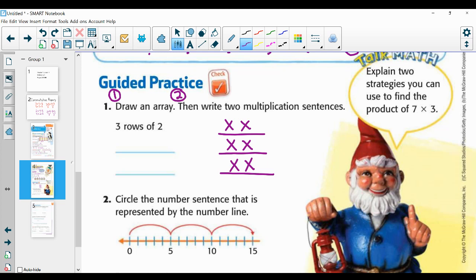Okay, so for my array, I have 3 rows of 2, so I'm going to write that as a number sentence. 3 times 2, remember that the times means rows of, equals, and I can count my x's, 1, 2, 3, 4, 5, 6. I have 6. Now I'm going to use commutative property. I'm going to switch my factors around. I have 2 in each row. I have 3 rows, and that still equals 6.